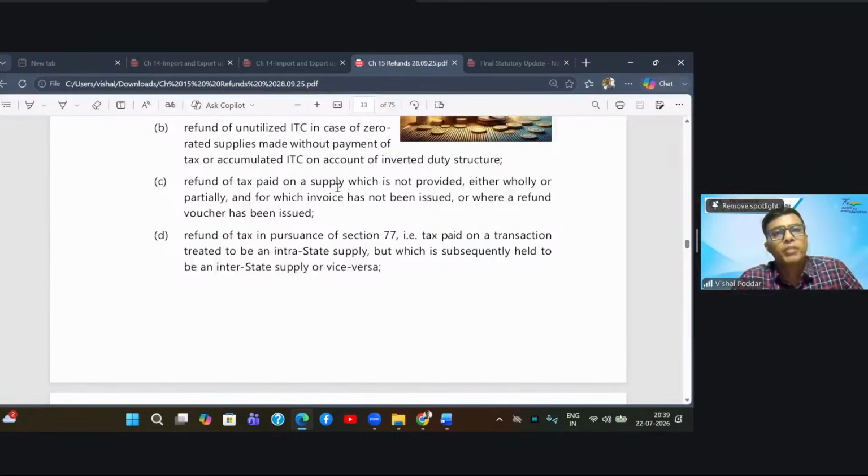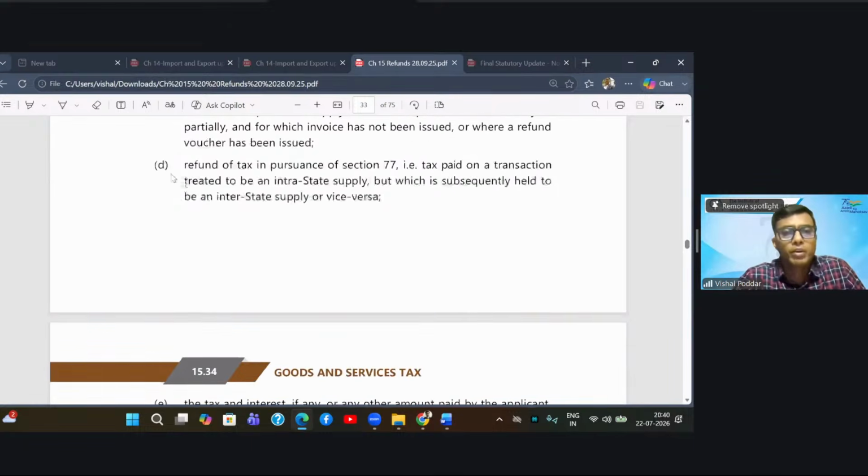Next, where the refund of tax paid on supply which is not provided either wholly or partly, and for which invoice has not been issued. Now, since you have not issued an invoice, you may not have collected the tax. But if you have collected the tax on advance, you should have issued a refund voucher through which you are refunding back the money. So if you have refunded back the money to the buyer, then the refund will be given to you. Next, refund of tax in respect of a wrong tax payment.